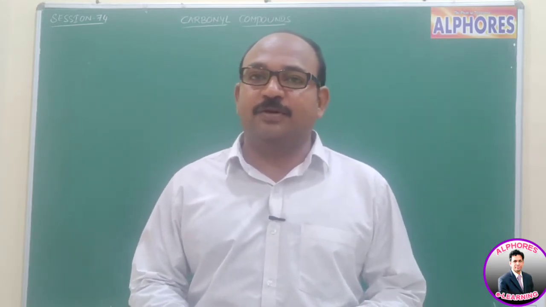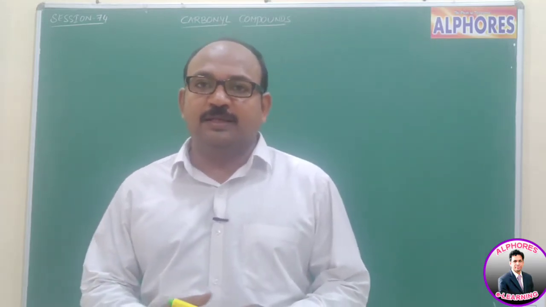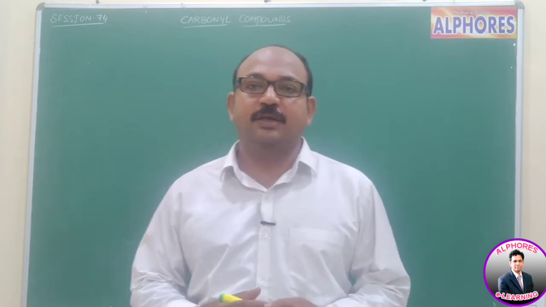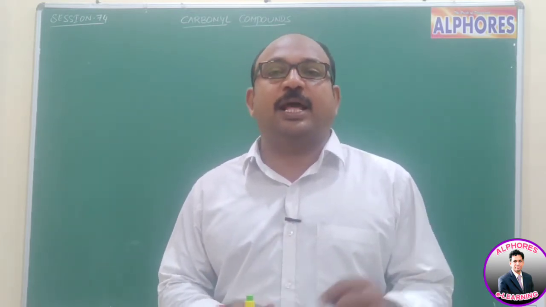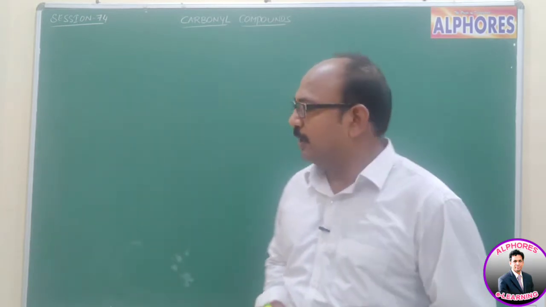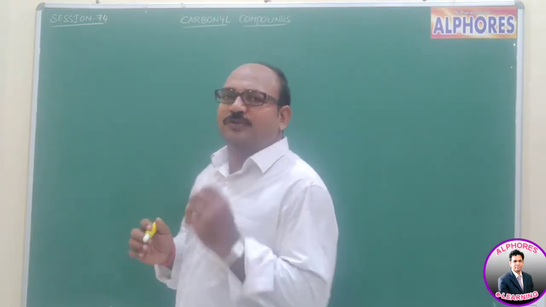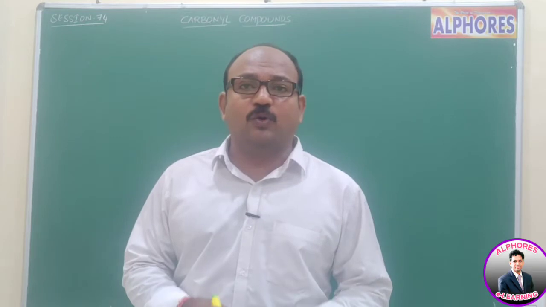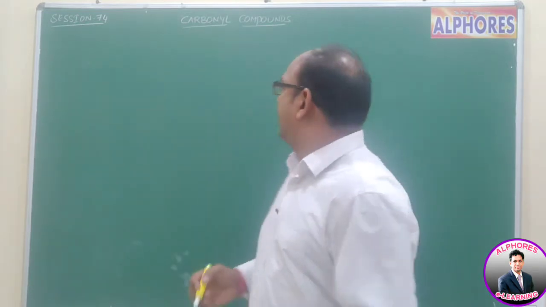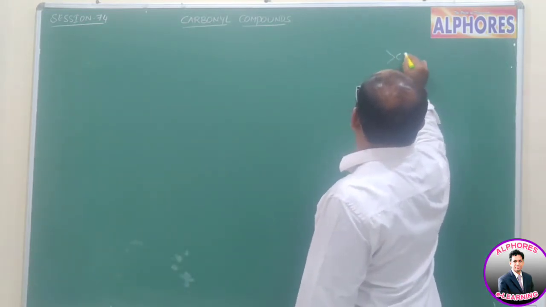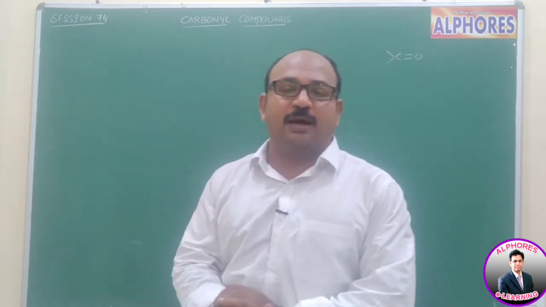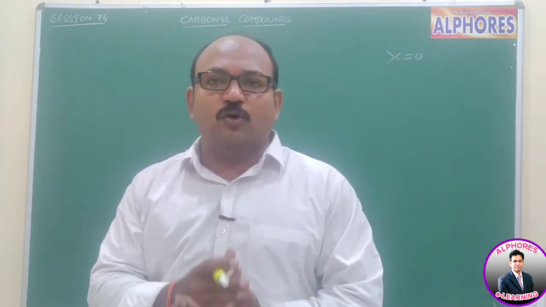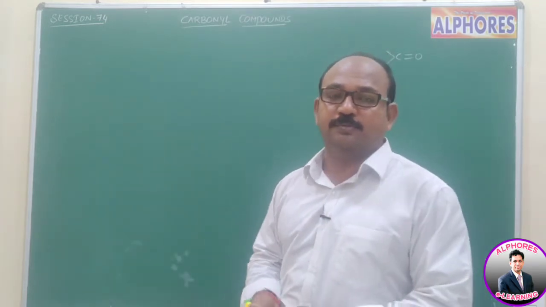This is session 74 and in this session we are going to discuss carbonyl compounds, nomenclature and isomerism. Compounds which are having C=O group as a functional group are called carbonyl compounds. The C=O group is called the carbonyl group.